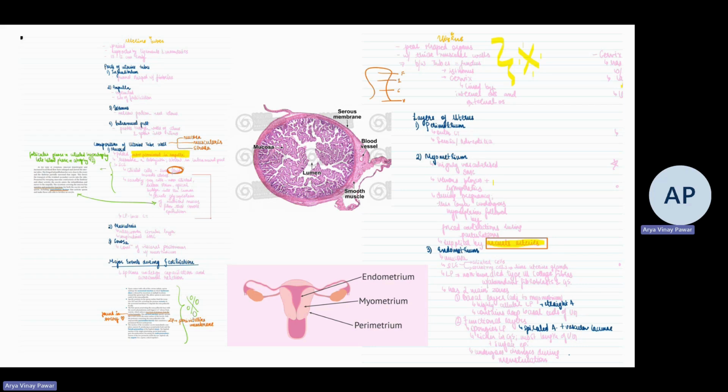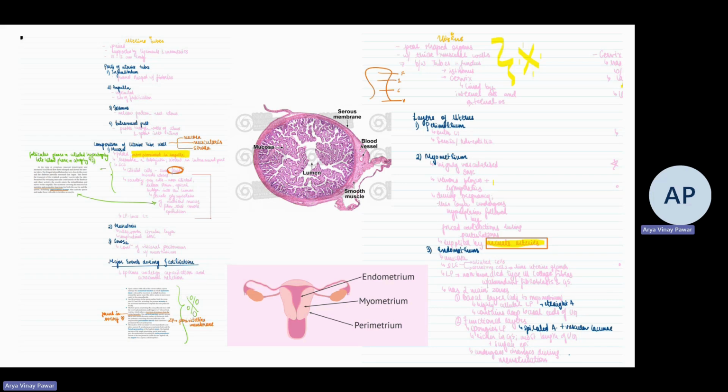So it has four main parts. As you can see, I've written some letters here in this diagram that I'm trying to explain, which is a simplification of this diagram, where you can see the labeling of endometrium, myometrium, and perimetrium. The topmost part is also known as the fundus. Then we have the isthmus, then we have the cervix, and we have the vagina. So these are the four main parts of the uterus: the fundus, the isthmus, the cervix, and the vagina.